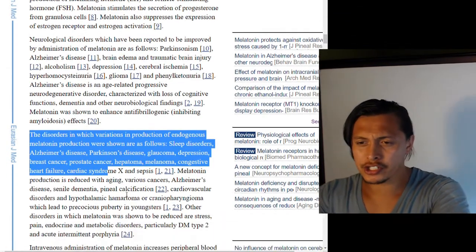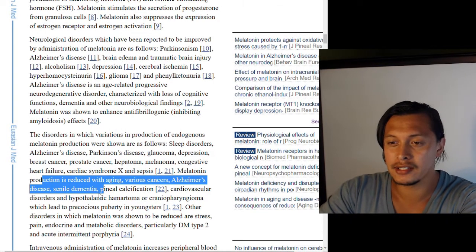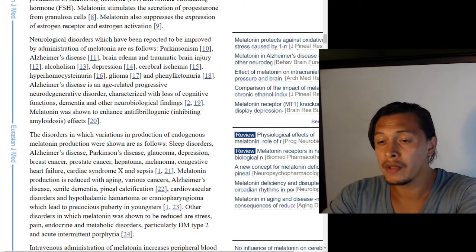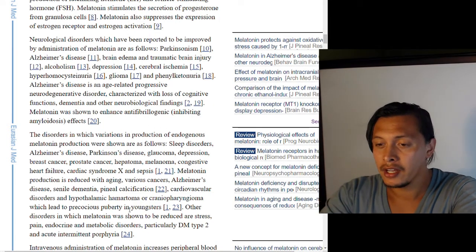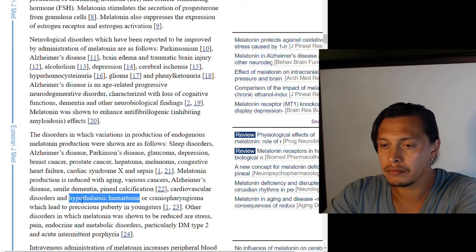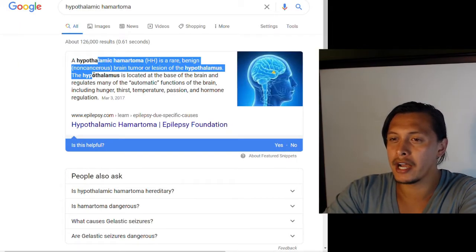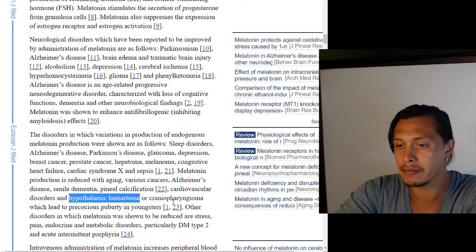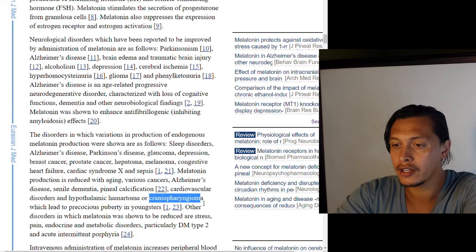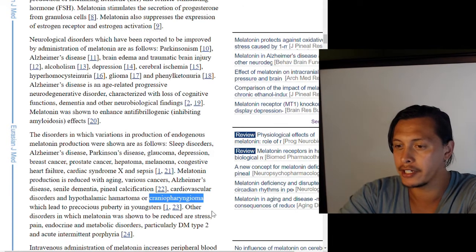So melatonin production is reduced with aging, various cancers, Alzheimer's disease, senile dementia, pineal calcification, cardiovascular disorders, and hypothalamic hamartoma. I don't know what that is. Let's see what this is. A rare benign brain tumor of the hypothalamus. So this would be a tumor of the hypothalamus, or craniopharyngioma, which lead to precocious or early puberty in youngsters.